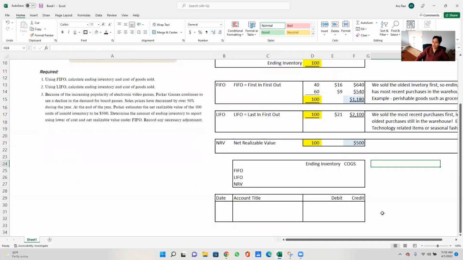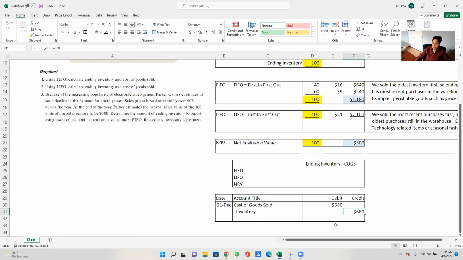Okay, now I cannot magically make a number change. So what I need to do is an adjusting journal entry. So my adjusting journal entry, I need to decrease my inventory value. This is the dollar amount from 1180 to 500. So I will debit cost of goods sold and I will credit inventory. Remember, inventory is an asset with a normal debit balance. I'm crediting it because I want to decrease its value. And how much do I want to decrease it by?